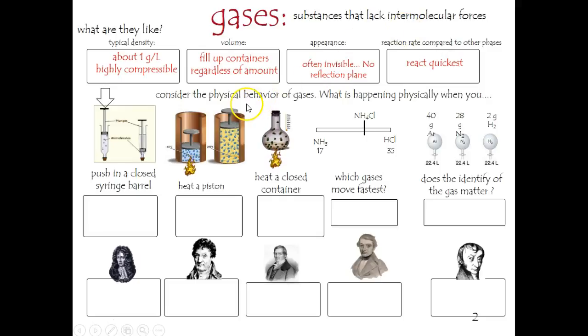Let's consider the physical behavior of gases. What's happening when you push in a closed syringe barrel? Well, the volume will go down. The pressure, you'll feel it go up. And if you do it slowly, the temperature should remain more or less constant. We can express this mathematically, showing that P1V1 equals P2V2. For example, 2 times 4 will equal 8 times 1. Note how as the pressure is going down, the volume is going up.